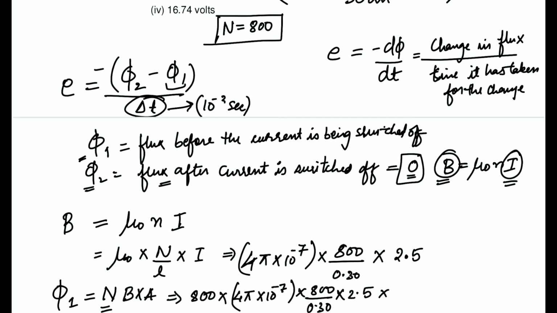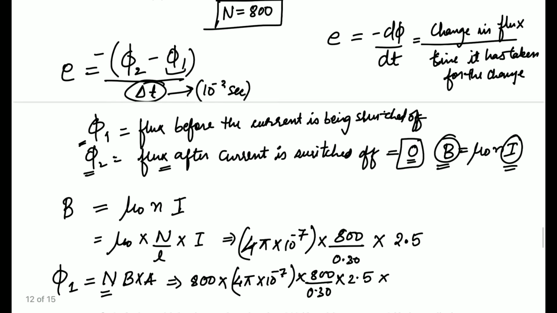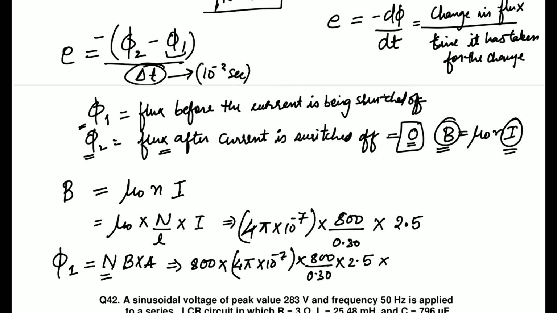Now the area is also given to us in the question. Area is 25 centimeter square, so just convert it into meter square. Converting 25 centimeter square into meter square, this will be 25 into 10 to the power minus 4. I hope that is understandable, right? So when we do all the calculation, the answer comes out to be 16.75 into 10 to the power minus 3 Weber. This is the magnetic flux.